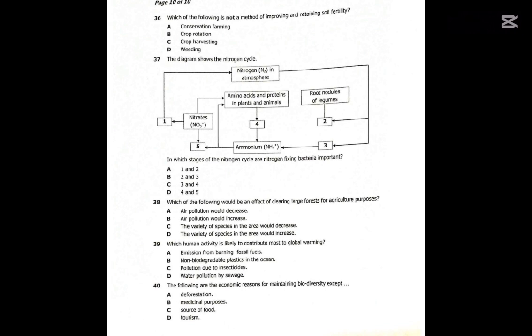A. Emission from burning fossil fuels. B. Non-biodegradable plastics in the ocean. C. Pollution due to insecticides. D. Water pollution by sewage. 40. The following are the economic reasons for maintaining biodiversity except A. Deforestation. B. Medicinal purposes. C. Source of food. D. Tourism.